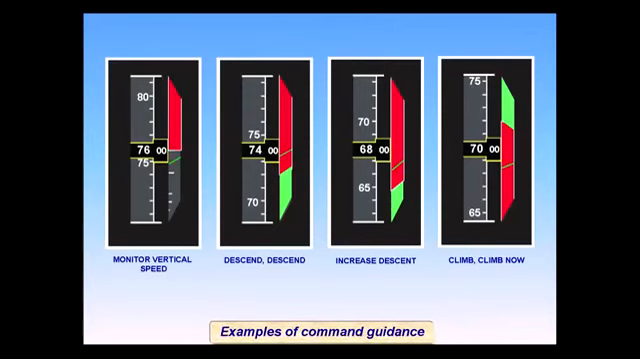These are examples of the visual guidance commands displayed on the vertical speed tape of the primary flight display. The sequence shown progresses from merely monitoring vertical rate to a descent command, followed by an increased descent rate, and finally a reversal command to climb rather than descend.